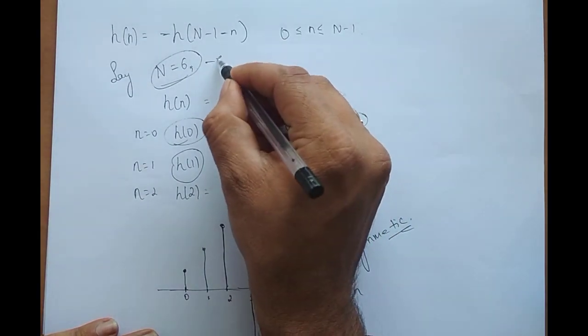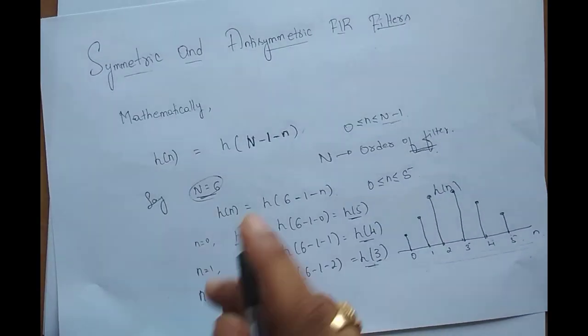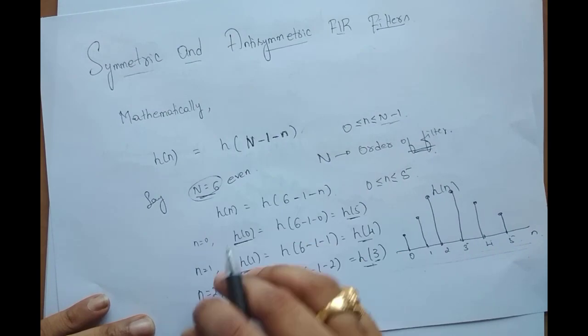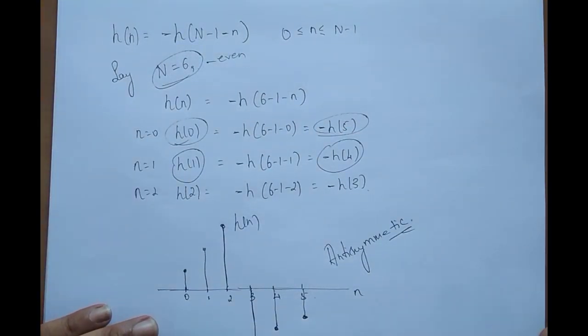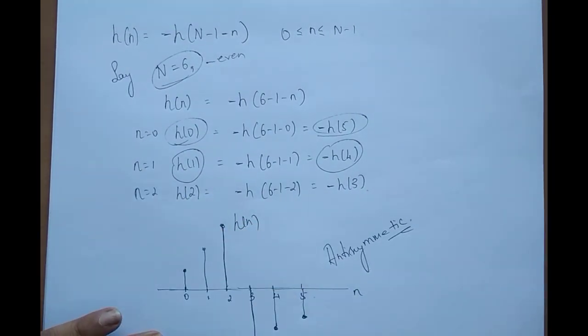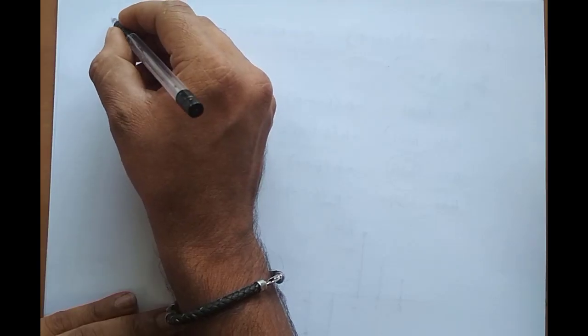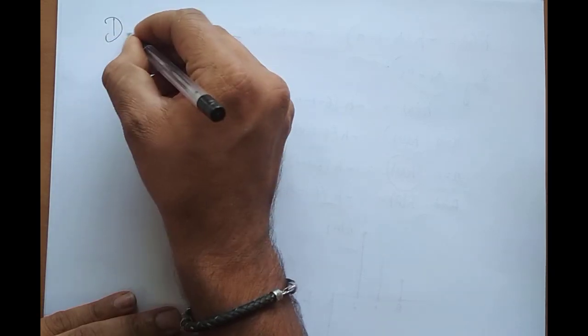Here this is even, right? N is even, and here also N is even. So the same concept holds good for N equal to odd as well. If you take an odd number also, the concept is the same. You have to give values for small n. Next we shall see the different types of windows.